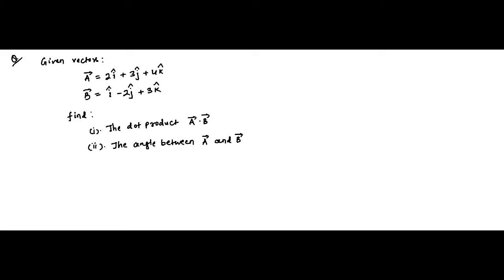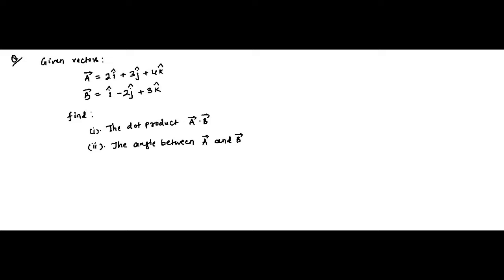Okay. So here we have this question where we are given two vectors, a vector which is 2i cap plus 3j cap plus 4k cap, and b vector is i cap minus 2j cap plus 3k cap. Here it has been asked, first, to find the dot product a vector dot b vector. Second, to find the angle between these two vectors, a vector and b vector.